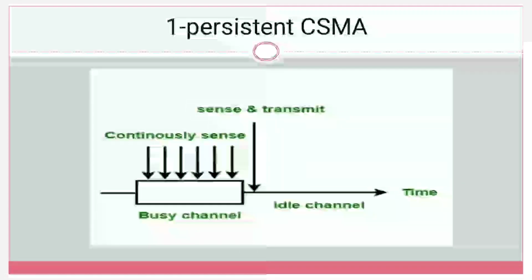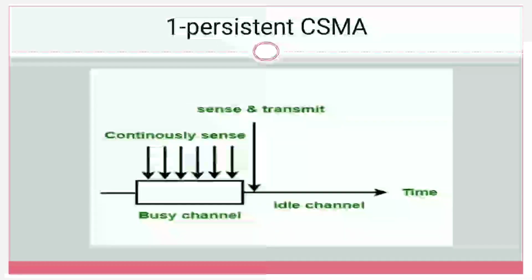So what is the working principle of one-persistent CSMA? Here, if sender A wants to transmit the data, this is the timeline. In that timeline, the sender, meaning the host who wants to transmit the data, continuously senses the channel until the channel is idle. So see here, it is a busy channel, meaning on the timeline, the channel is busy with some other station.